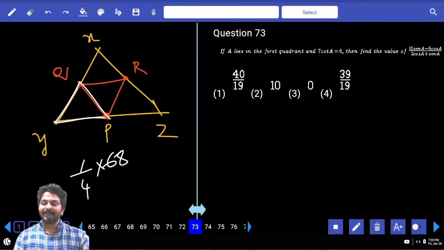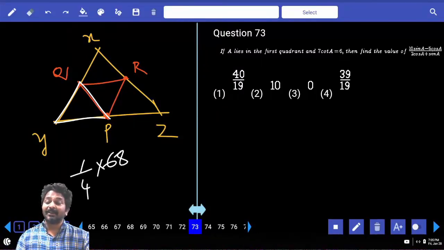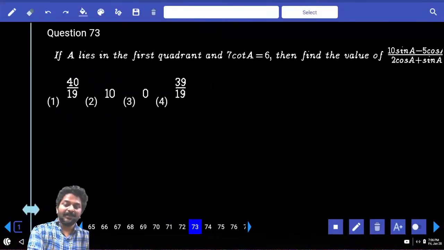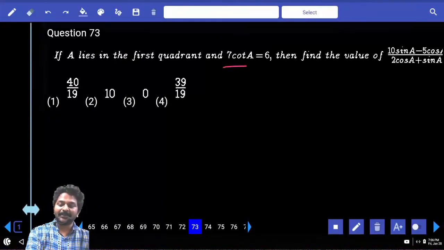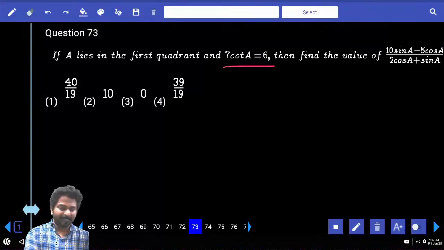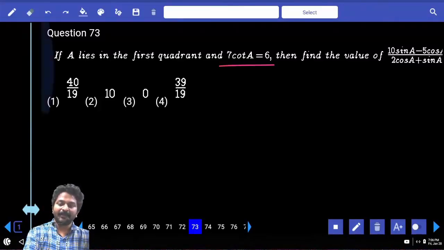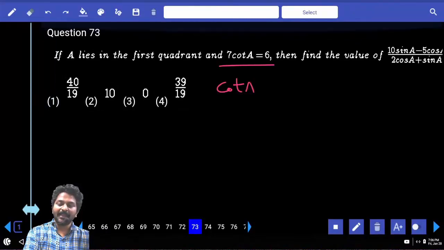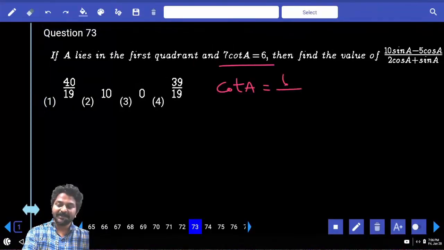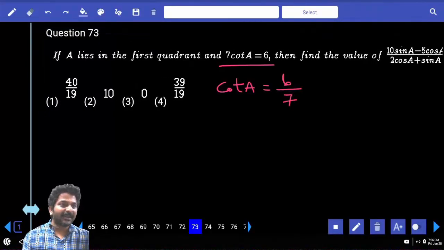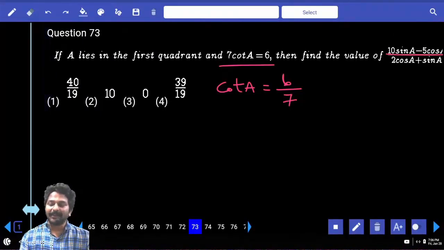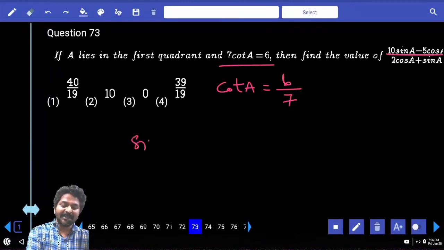Now if A lies in the first quadrant and 7 cot A is equal to 6, and we were asked to find out the value of something. So here sin A, cos A we have. But you know that from this equation, cot A is equal to 6/7, correct? In the numerator, if you take sin A common, what do you get?